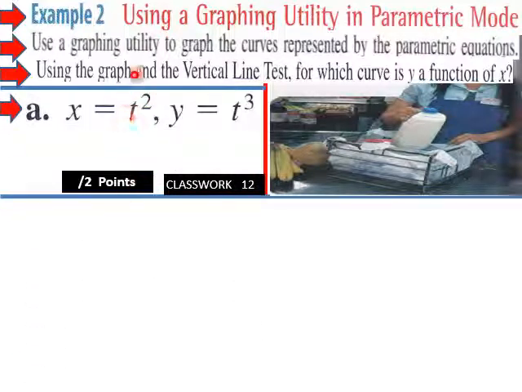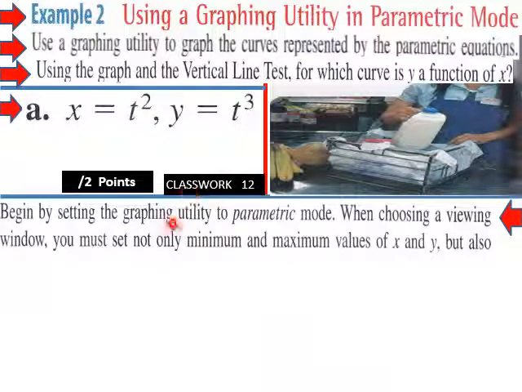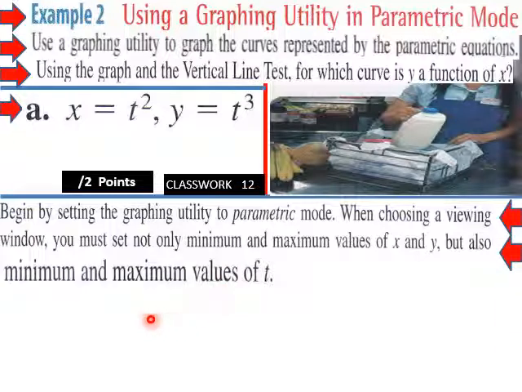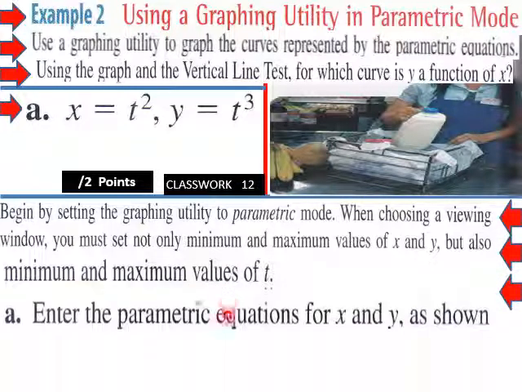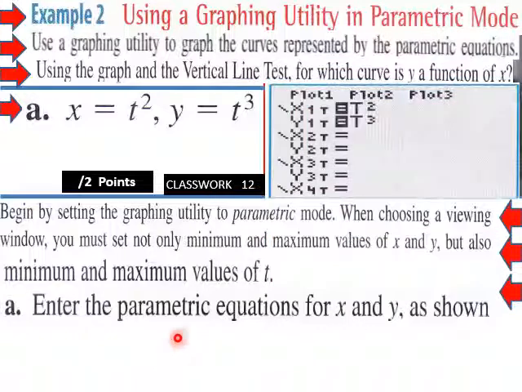So here we have, use a graphing calculator to graph the curves represented by the parametric equation. So x equals t squared, y equals t cubed. Begin by setting the graphing utility to parametric mode. When choosing a viewing window, you must set not only min and max values of x and y, but also min and max values of t. A. Enter the parametric equations for x and y as shown. So here's the x and y here. X is t squared, y is t cubed.